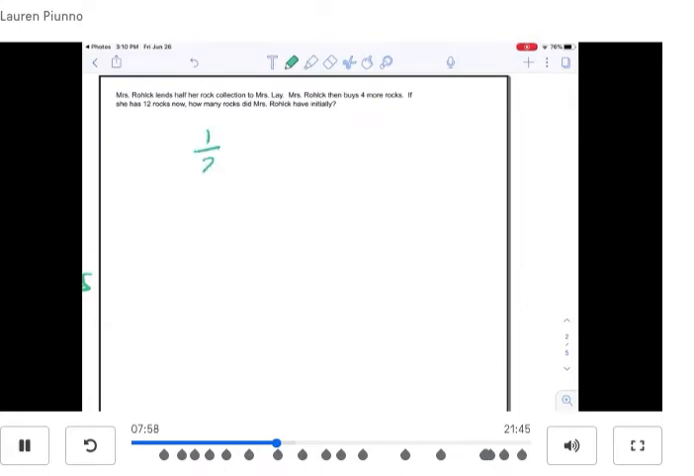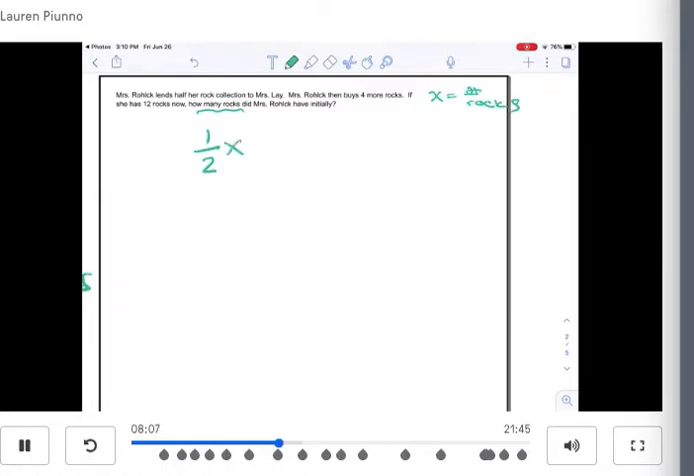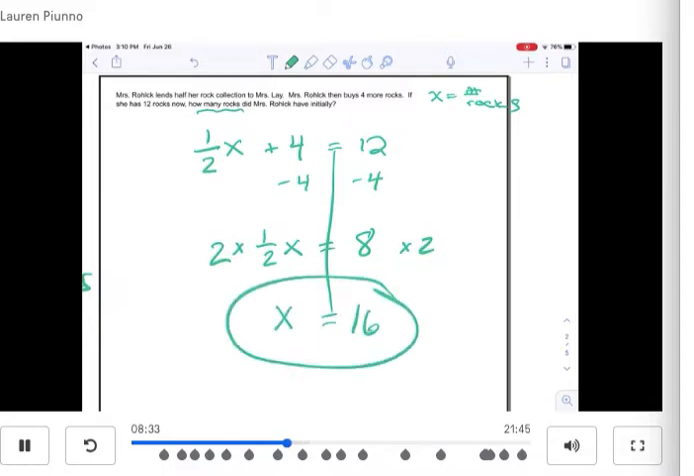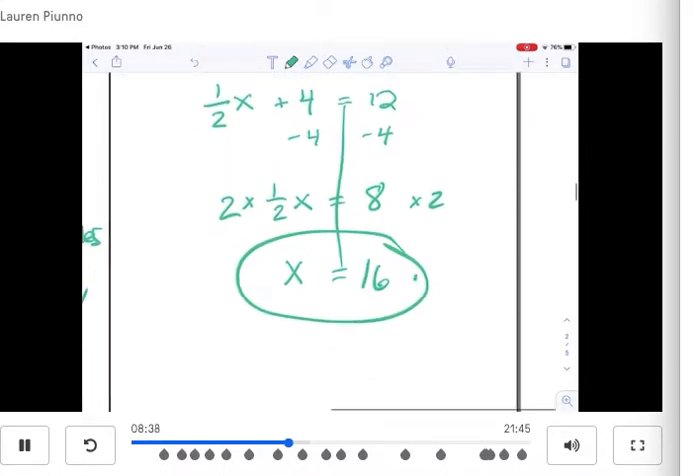So she gave half of her rocks away. And again, the question is how many rocks? So we're solving for the number of rocks. So she gave half of her rocks away, but then she adds 4 more to her collection, and now she has 12. So let's subtract 4 from both sides. So that's 1/2 x is equal to, that's going to give me 8. Then let's multiply it by 2. And that gives me 16. So sorry, 16 rocks.